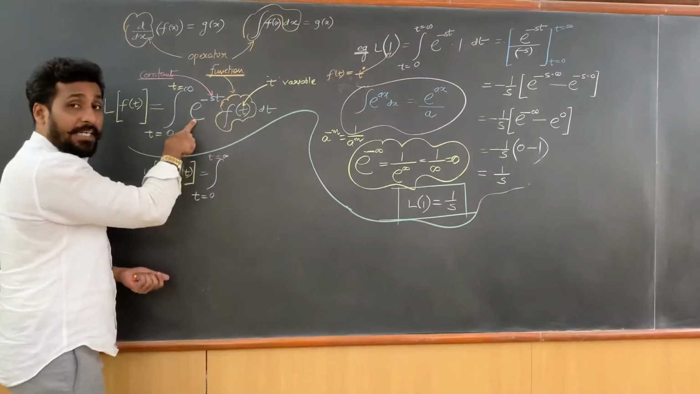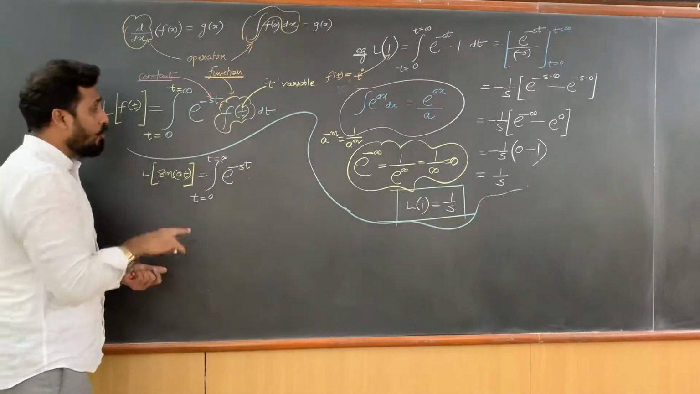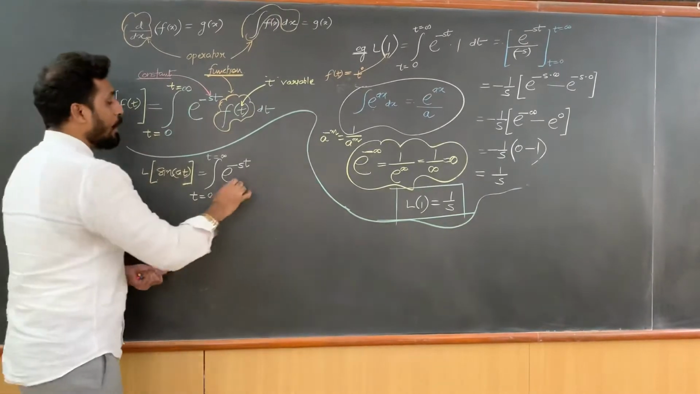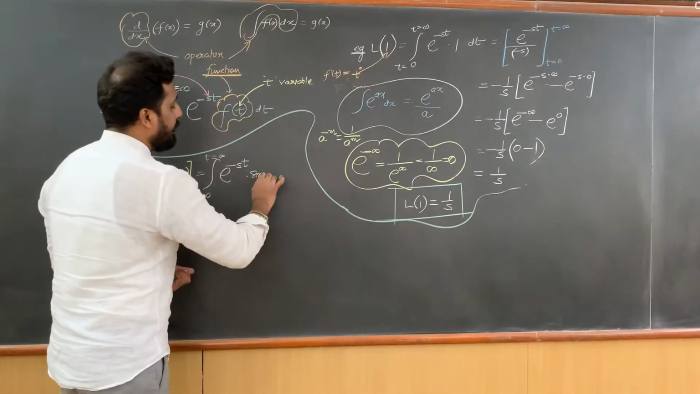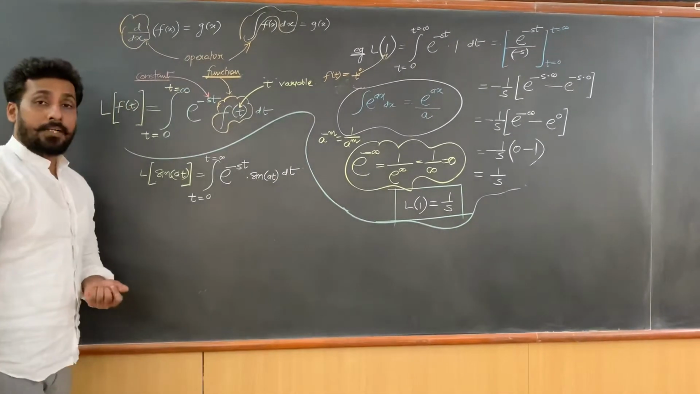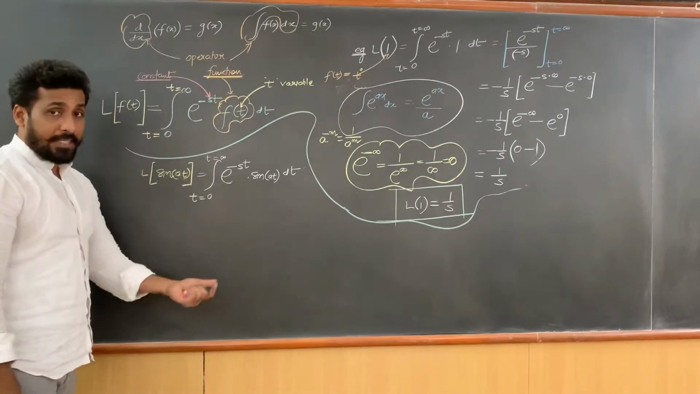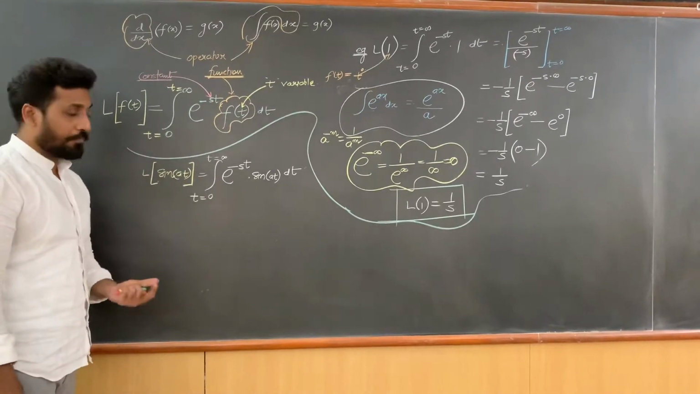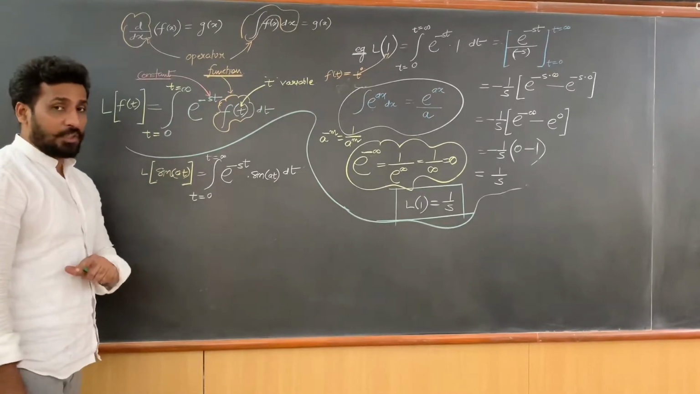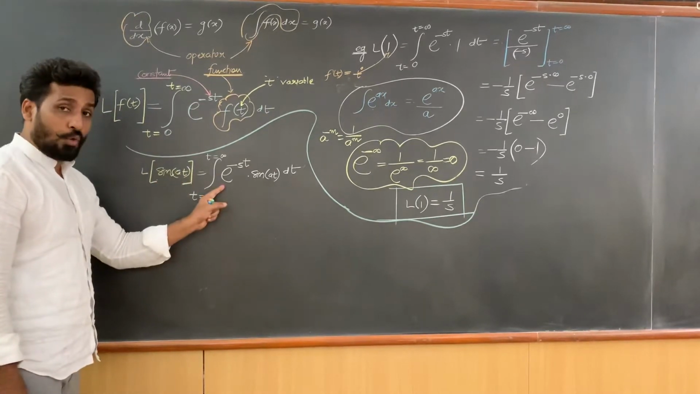Then the formula says write e raised to minus st. Then you write your function. You are finding the Laplace for sine at, so I'm going to write here sine at and dt. Isn't it? Now people, e raised to minus st into sine at is a very big integral. This integral has been taught in your lower standards, when you learned your 12th standard integration.